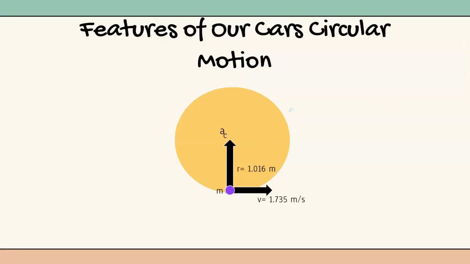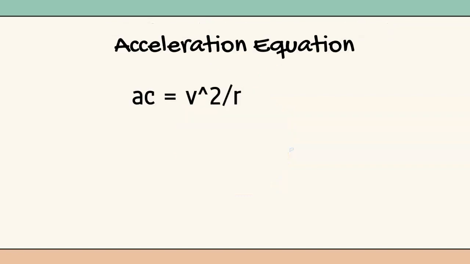This is what our car's circular motion looked like. We have the acceleration pointing towards the center and the velocity vector that is moving tangent along the circle with a radius of 1.016 and a velocity of 1.735 meters per second.